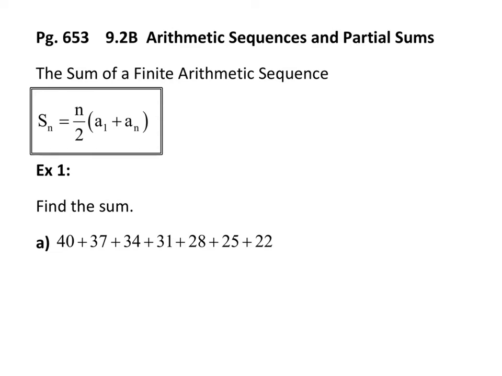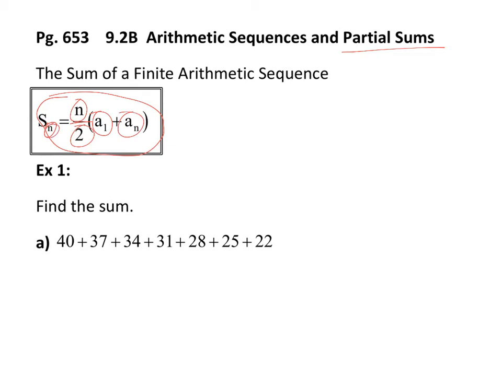All right, starting off lesson 9.2b, arithmetic sequences and partial sums. The sum of a finite arithmetic sequence, we have this formula here. All you have to do is take the number of terms, which is n, and divide that by 2, and multiply that by the sum of the first term plus whatever the last term is to that sequence, whatever n is.